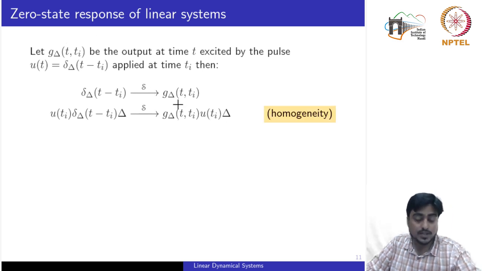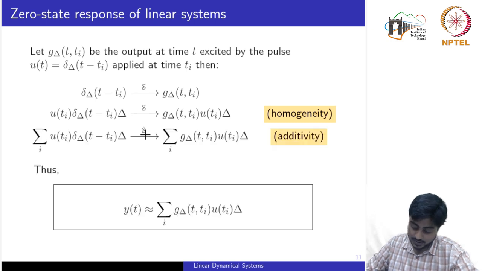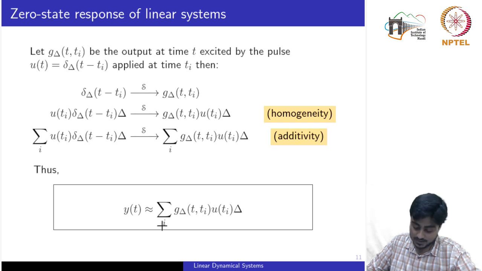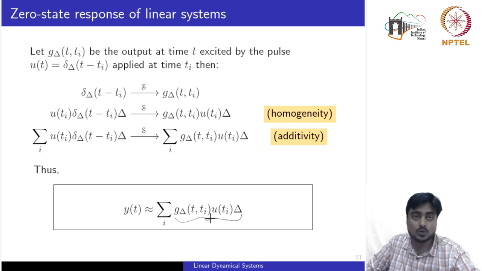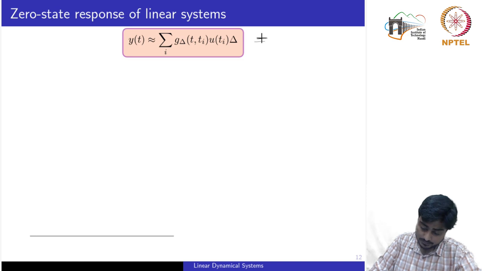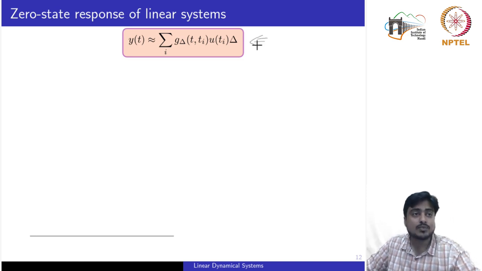Now if I multiply this input by u of ti and capital delta, seeing the homogeneity property, the output should also be multiplied with these two variables. Now introducing the additivity property, if I sum them up over all the i's, we obtain an approximate output of the system which is defined by this summation of this entire quantity. So let's still pay a bit of attention to this equation. This equation is still an approximation of the output of the dynamical system.